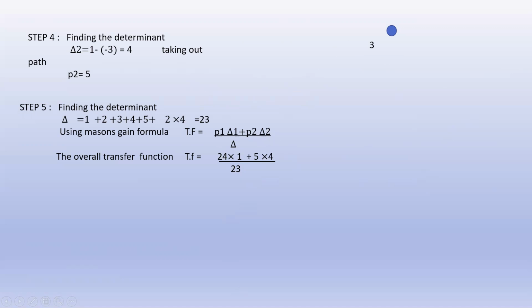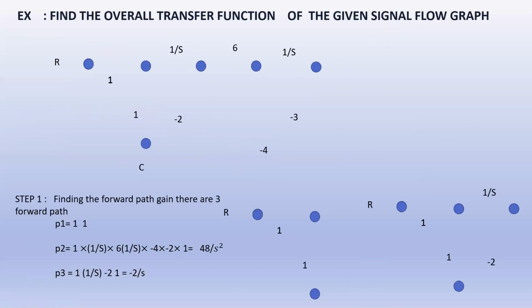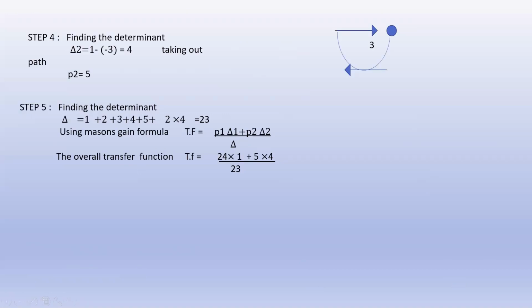Based on these calculations, we can find out the overall transfer function as 24 plus 20 by 23, which is 44 by 23. So that is how we can find out the signal flow graph, and we can solve the overall transfer function of a given signal flow graph.